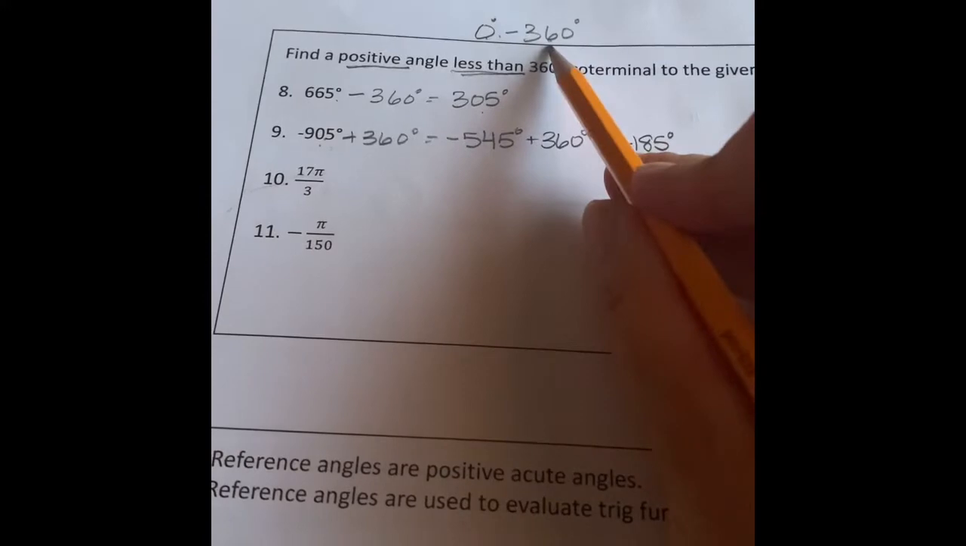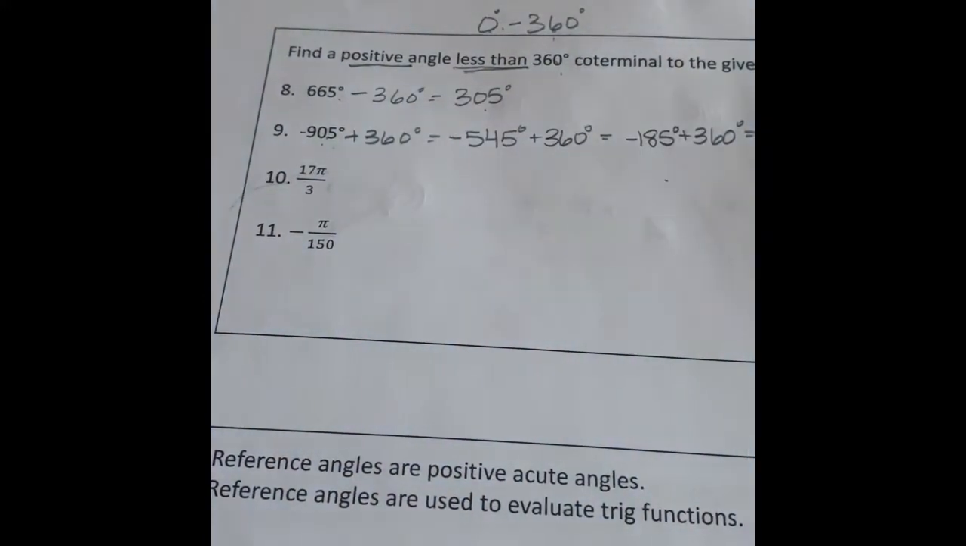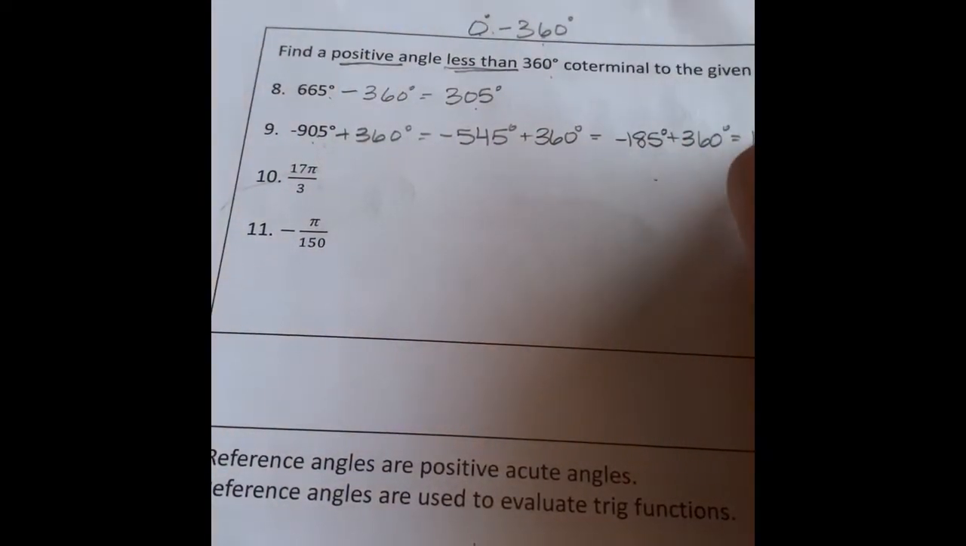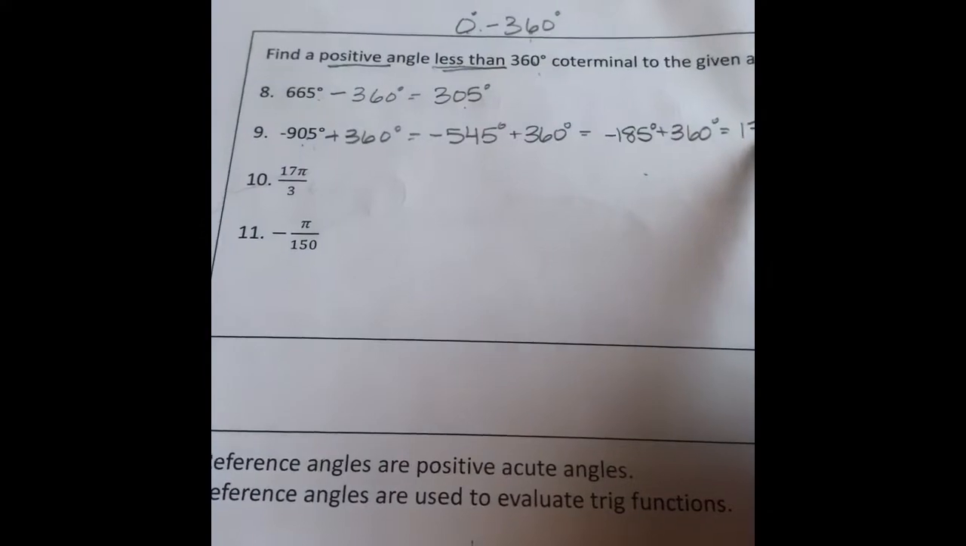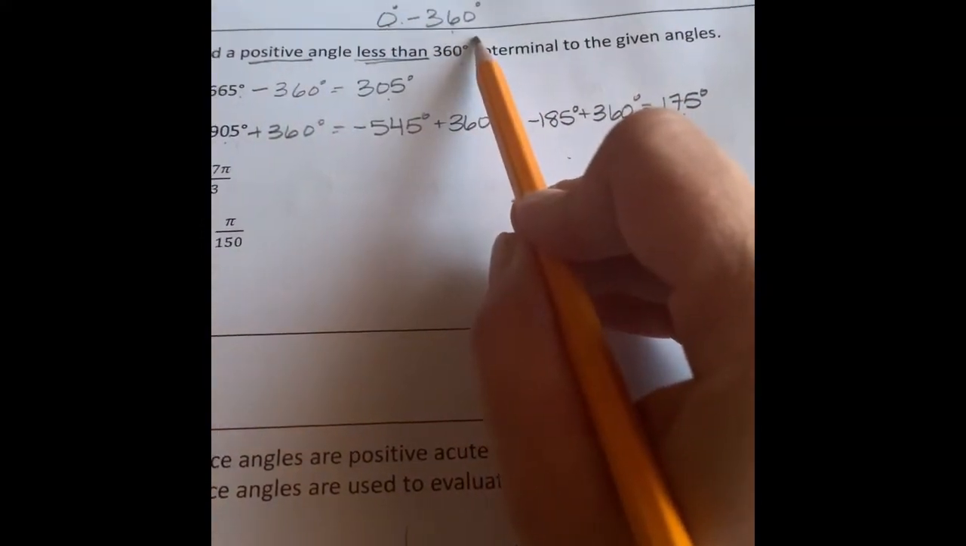I'm still not there, so I have to add 360 again. And when I add 360 to negative 185, I'm at positive 175, and there it is. I finally got an angle that's between 0 and 360.